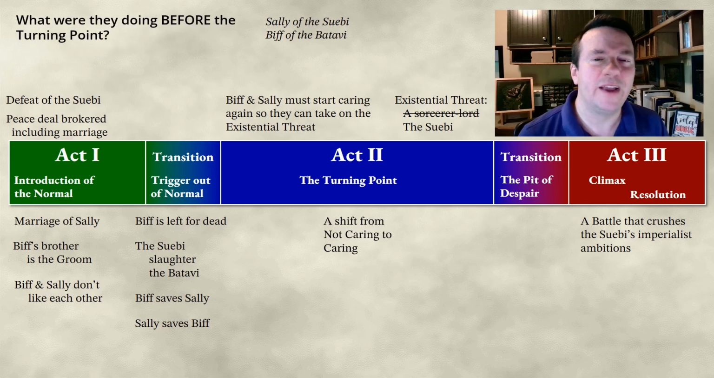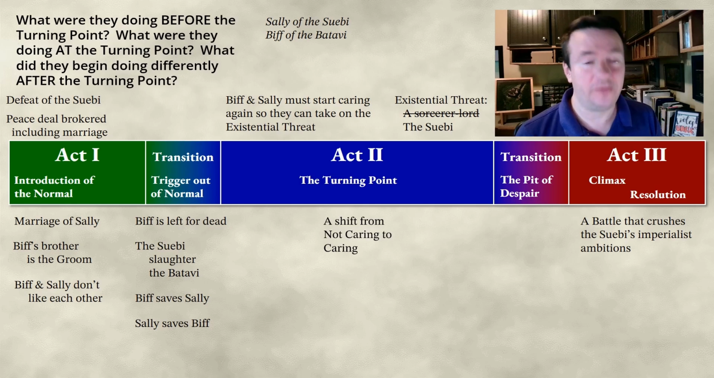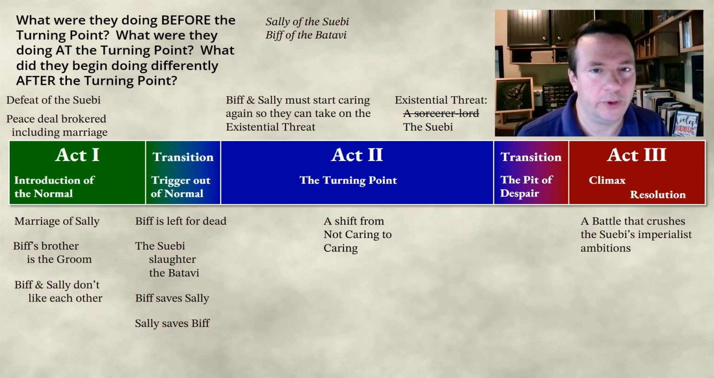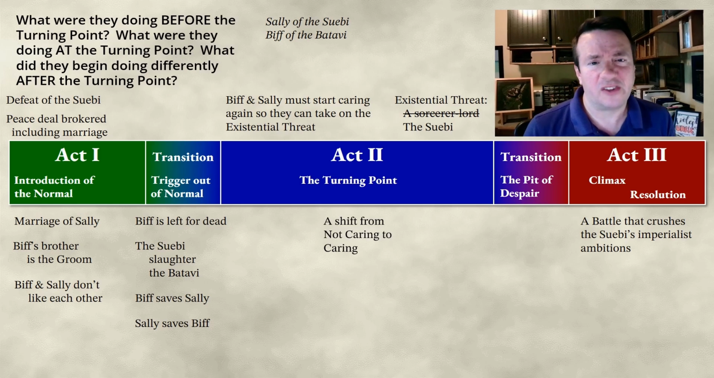But to focus on their change of attitude, this raises a tripartite question. First, what were they doing before the turning point? Second, what are they doing at the turning point? And third, what do they begin doing differently after the turning point? Depending upon your story, as we've talked about, this change could be something mental, like in the Biff and Sally example, or it could be something physical. First, let's look at the before.